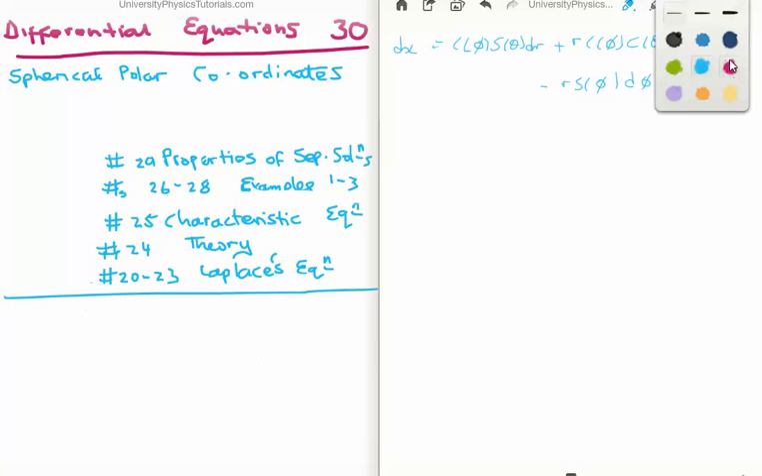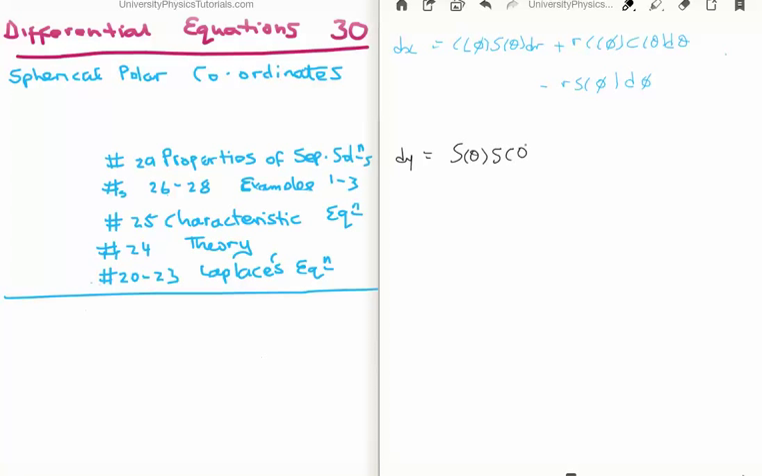That's x. dy is equal to sine of theta sine of phi dr plus r times the cos of theta times the sine of phi d theta, and we need to add to that r times the sine of theta and the cos of phi d phi.